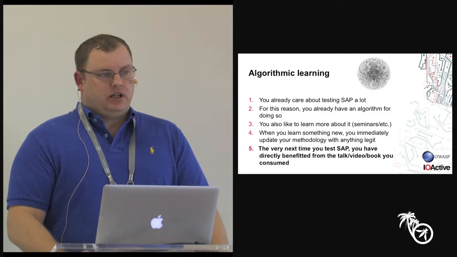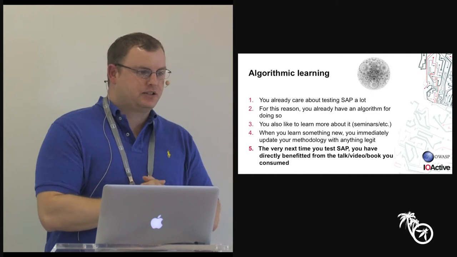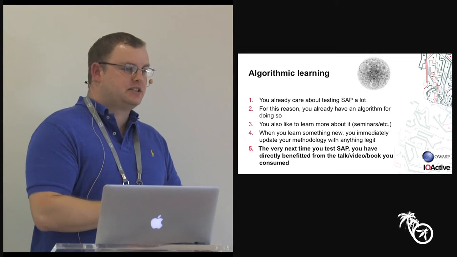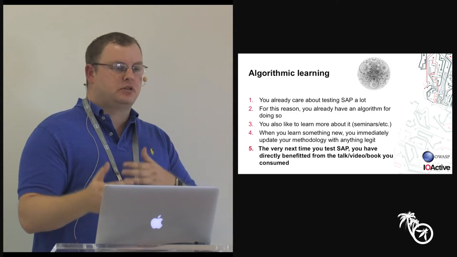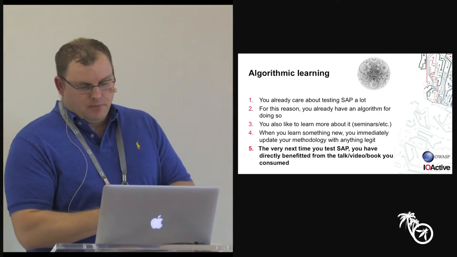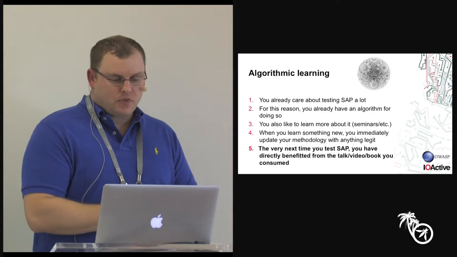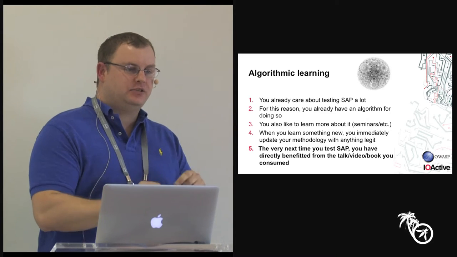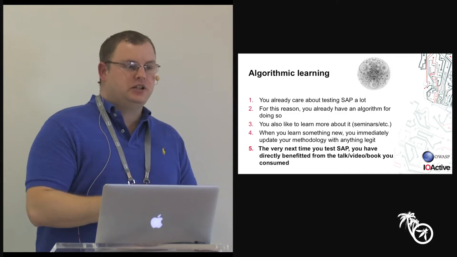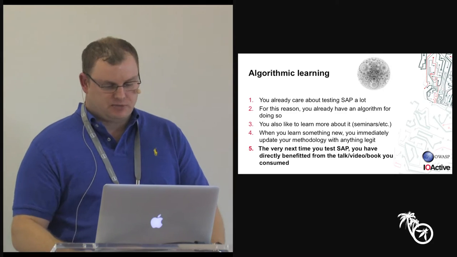Then you have algorithmic learning, where you first declare that you care about SAP testing a lot. Then you build an algorithm for testing SAP. You do this in Notes or GitHub or whatever, and you keep track of your exact steps. Then you go about learning more, through talks, videos, whatever. When you learn something new, you actively, right then and there, update your system for doing it. So you're changing your algorithm based on new inputs, which means you're not trusting osmosis to work for you six months in the future.